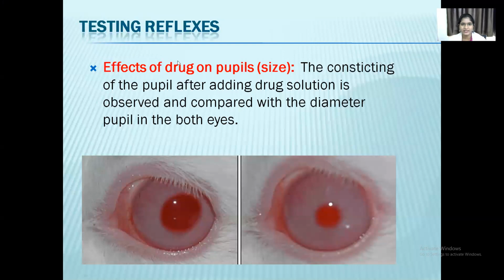Another one is the pupil size, the effect of drugs on pupil size. The contraction of the pupil after adding the drug solution is observed and compared with the pupil diameter on both sides. Before, this is the normal eye, and after drug instillation, this is the contraction of the pupil, which decreases the pupil size. It is called meiosis, produced by miotic drugs. Afterwards, you will check the diameter with a pupillometer.